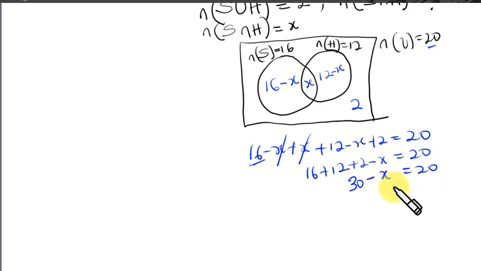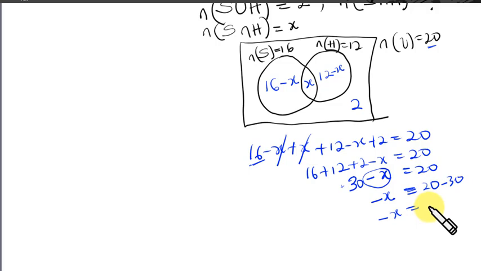And I have to group like terms here. I can do two things. I can decide to leave the x here, but be very careful, the x is negative, so I have to write negative x. On the right hand side, I have 20 already. If I send the 30 to the right hand side, the sign of the 30 is positive, so it will change to negative. So I'll have negative x equals, if I subtract 30 from 20, I get negative 10.